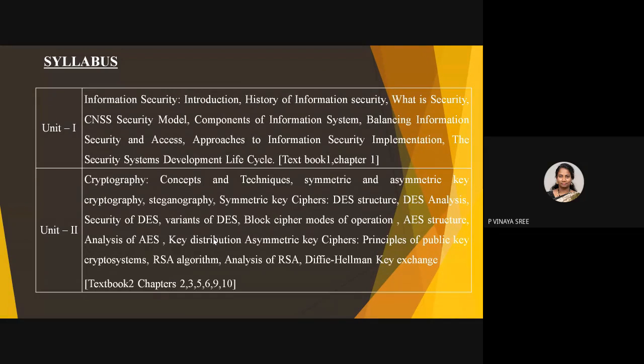We need to study the history of information security, and what security actually is. There are different security models, CNSS security models, components of information security, balancing information security and access, approaches to information security implementation, and the security system development life cycle. The second unit completely deals with cryptography, and symmetric and asymmetric encryption techniques.